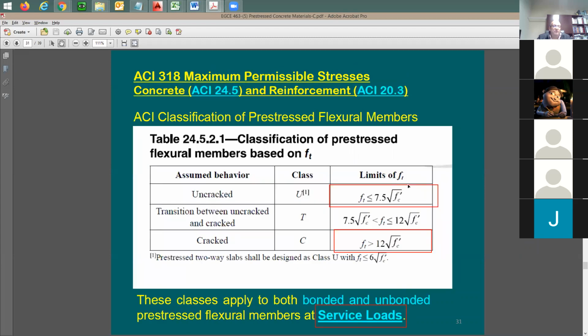At one point, you would consider the concrete is cracked. At one point, would you consider the concrete to be uncracked? What's the definition of uncracked concrete? What is the cutoff point between cracked and uncracked concrete?